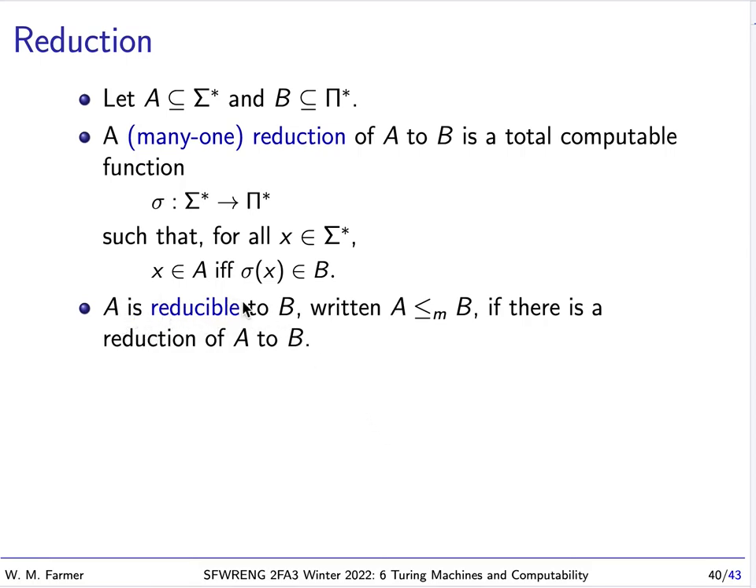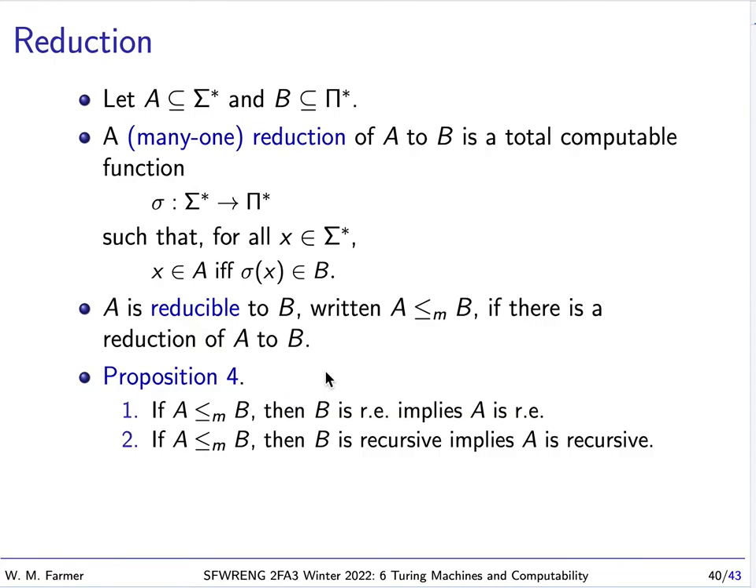Okay, so we will say A is reducible to B, which we write like this: A is less than or equal M B, and M means it's many to one. It's many to one because several strings in A can go to the same string in B if we want. Anyway, we'll say A is reducible to B if there is a reduction of A to B. And now we have proposition 4, which says if A is reducible to B, then B is RE implies A is RE.